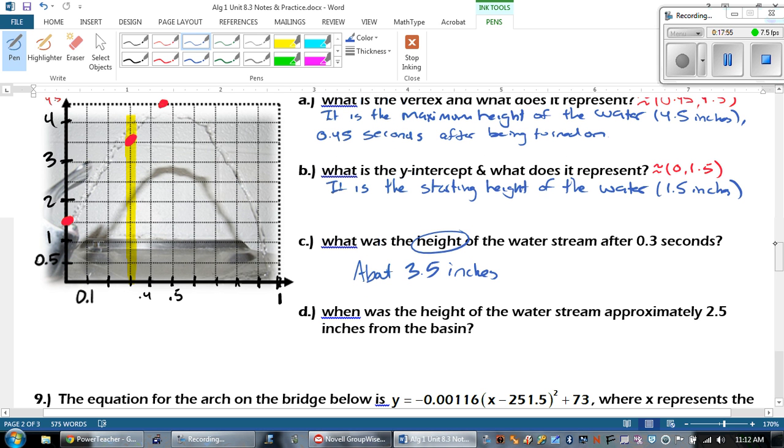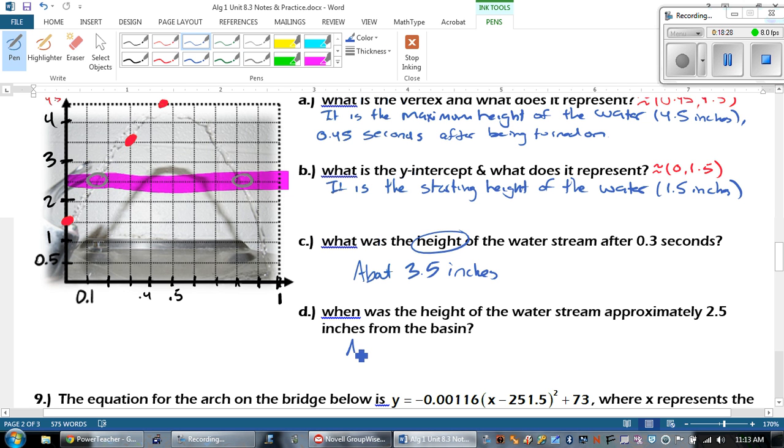And then when was the height of the water stream approximately 2.5 inches? Okay, so first we looked at the time, now let's look at the inches. So I'm at 2.5. There's 2.5. How many times does it hit? Yeah, it hits twice. It hits right about here, and then again right around there. So we have to write both of those times down, okay?